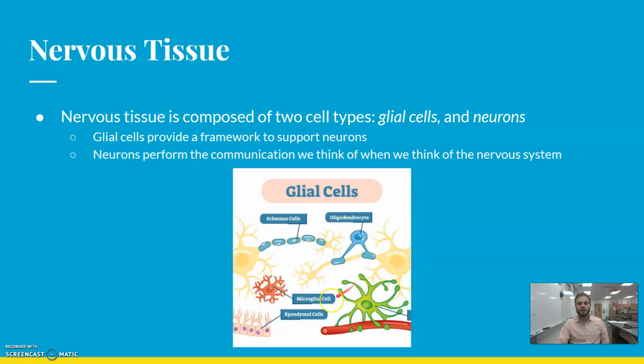So you can see some of the glial cells here. We'll go more into them, but they come in all sorts of different shapes and different sizes. They will originate in different locations, but in each of these, they are supporting neurons.